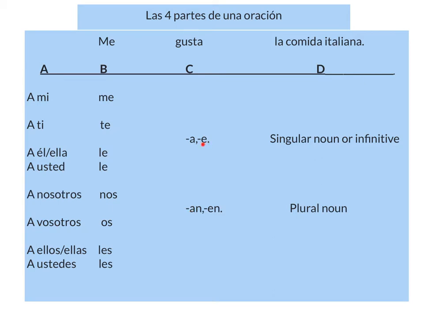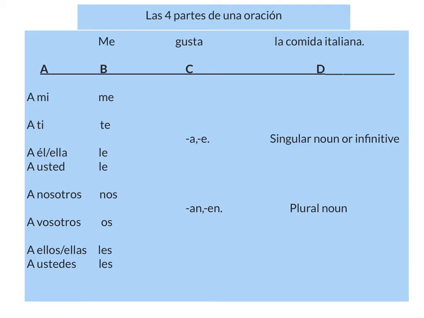The verb aburrir, because it's an IR verb, will use a or n. So these verbs that we're studying right now will 99% of the time only take 2 conjugations. The way you discover or figure out which ending to use depends on what you find in part D.